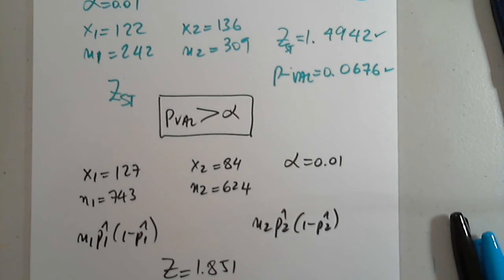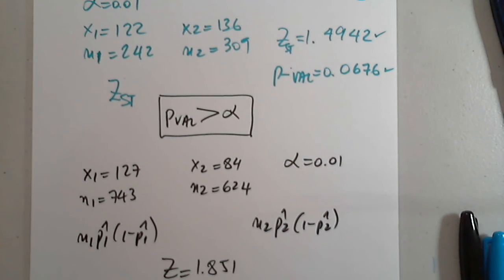Back to the problem. So the test statistic, 2 decimal places, 1.85. And the p-value, 3 decimal places, 0.032.